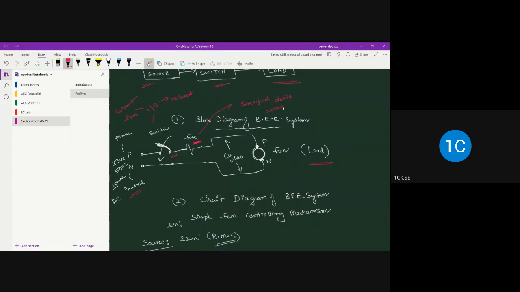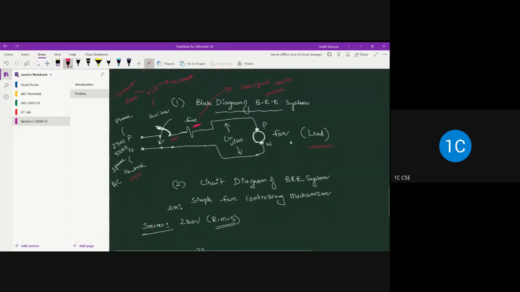It commits suicide in an attempt to protect your expensive load. In simple terms you can say, it commits suicide before this guy goes to dead state. So that's your fuse. There are alternate elements for fuse, which is called MCB. We will not talk about MCB at this particular juncture. So this is your basic electrical system.